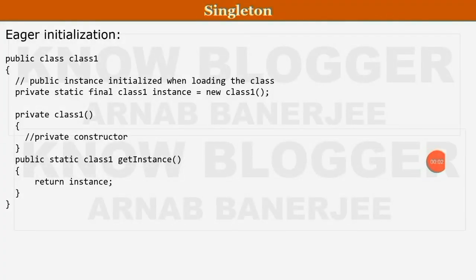Let me describe the execution part. The getInstance method is the only member that is accessible from the outside, so someone will call the getInstance method. For the first time, when the getInstance method is called, it will call the instance variable. Whenever the instance variable is called for the first time, it will call the constructor. Here the constructor is private. The constructor will generate an object and the object will be assigned to the instance. And the next part is that the getInstance method will return the object to the outside.